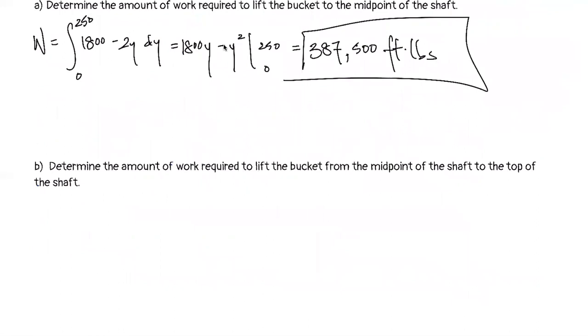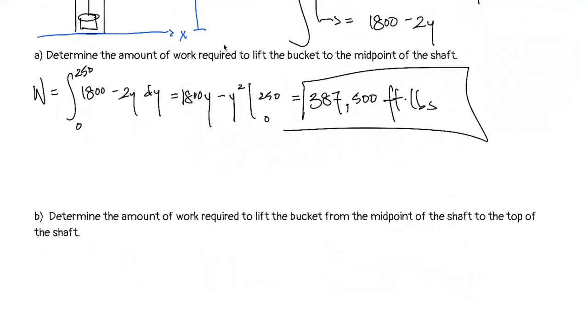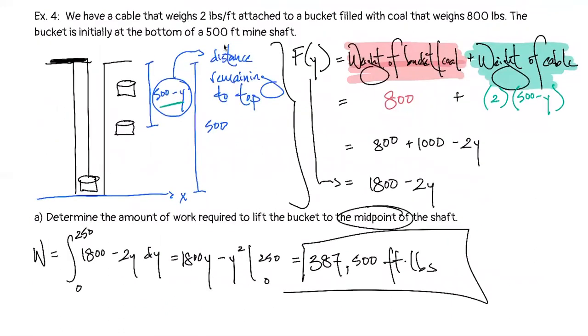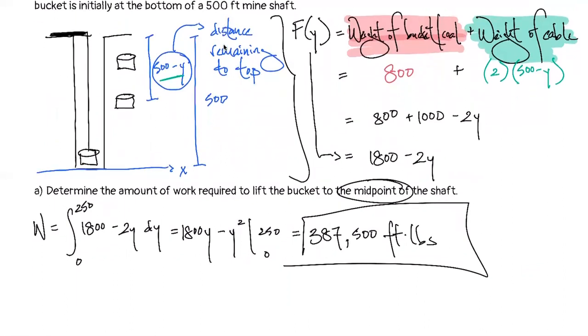Why would we set the bounds to 250 instead of 500? Because we're going to the midpoint. Oh, okay. We're only going halfway up, all right? Gotcha. Thank you.